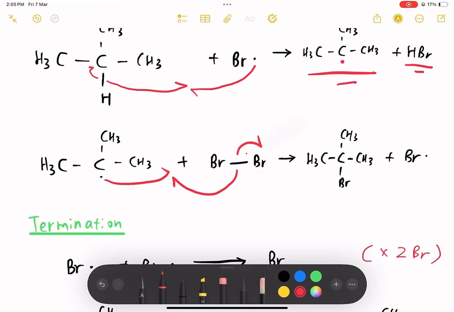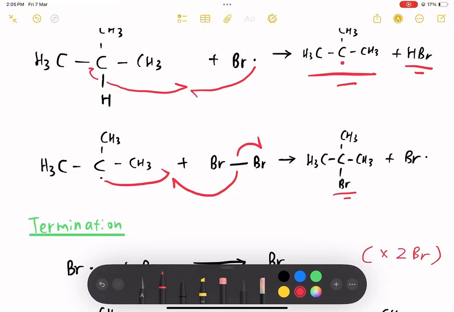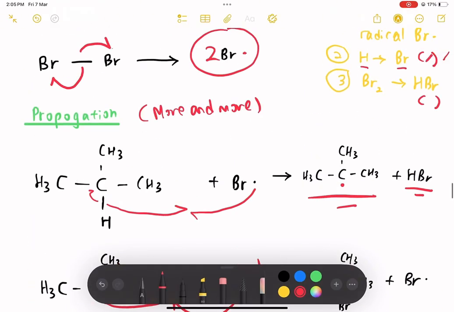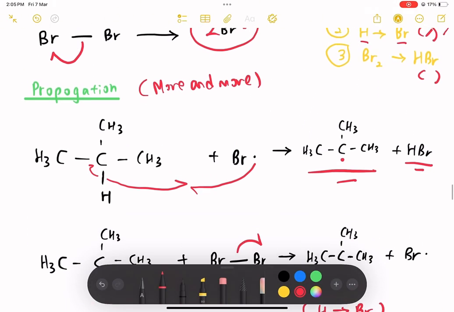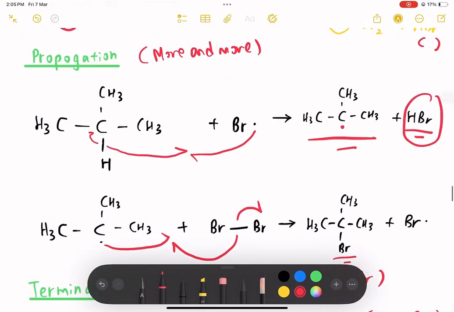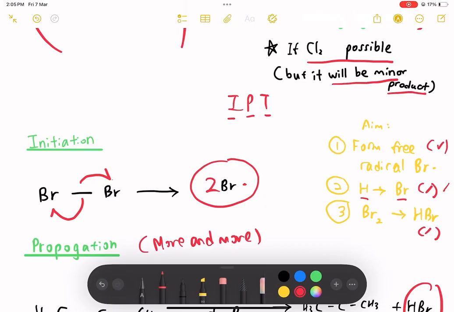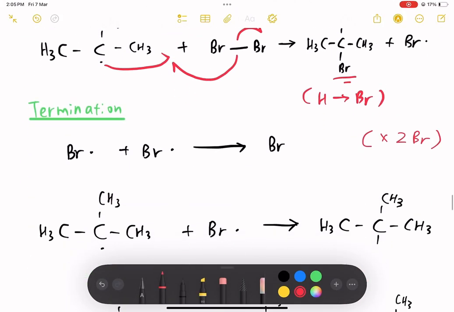So one electron goes to this Br, and one electron goes to this, because this free radical will try to steal electrons from another molecule to get another electron to become stable. This is stable, and this has actually achieved the aim, which is H become Br. So you can put a tick. Then Br to the HBr, is it achieved already? Yes, it is achieved. So once all the aims are achieved, you can stop by termination.